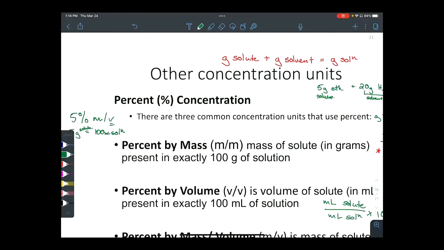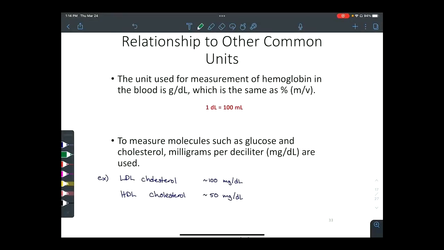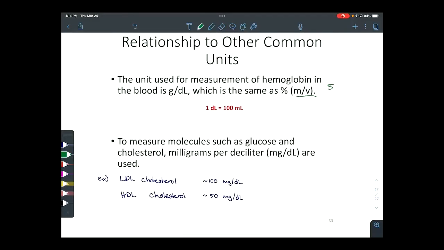Got it? Okay, so just one side note. When we look at those mass to volume units, when I said 5% mass by volume, what that means is 5 grams of solute equals 100 milliliters of solution. So that's how we can turn that concentration into an equality, just like we did with molarity. Note here that one side of the equality says 100 milliliters, and 100 milliliters is also equal to a deciliter.